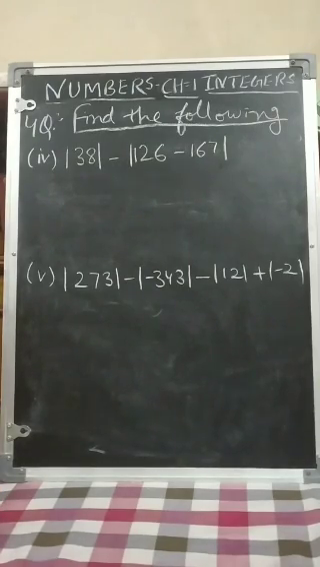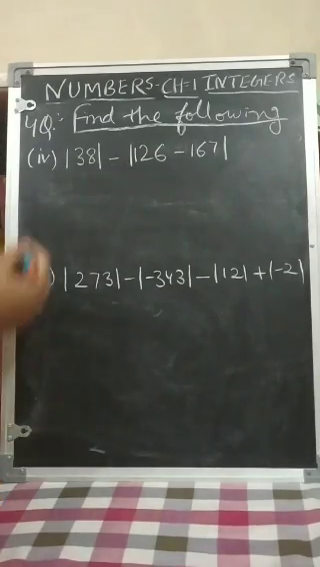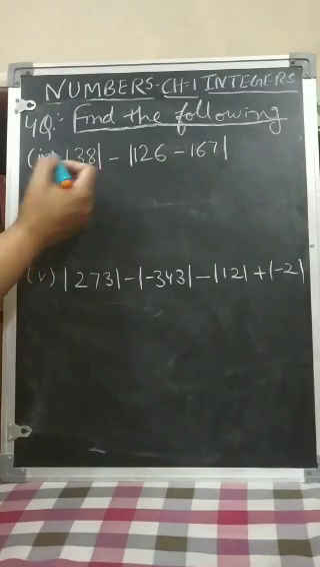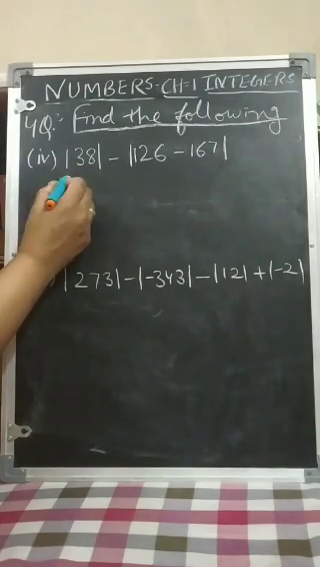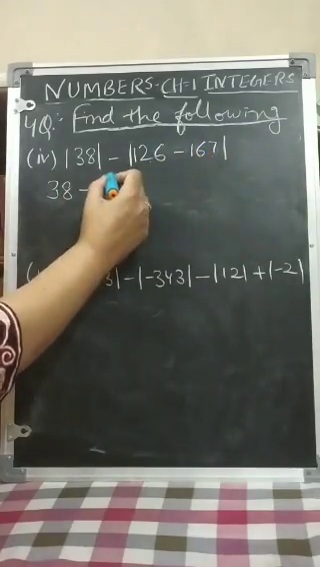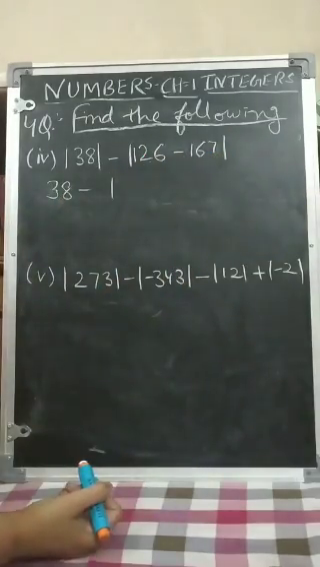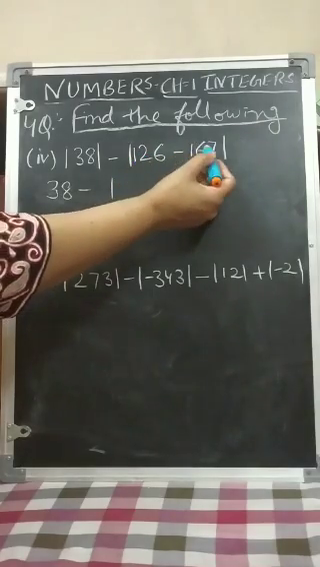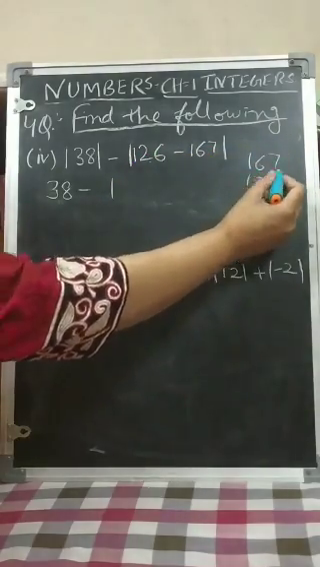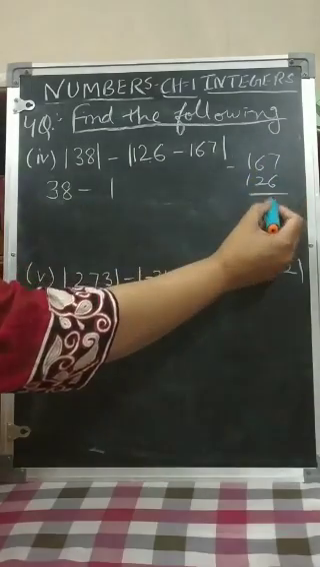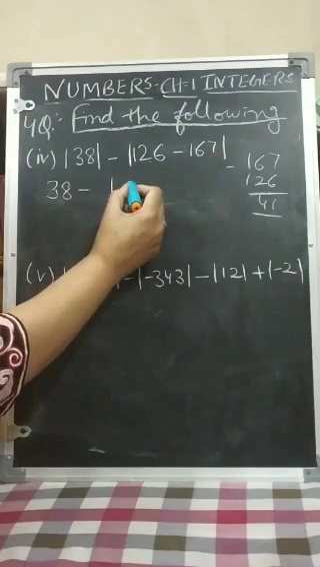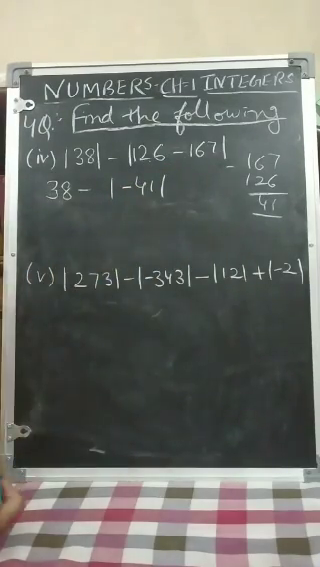Fourth question, find the following. So fourth part I will do for you and you understand. Absolute value of 38. So what will be the answer? 38 minus, first of all you will solve it. 126 minus 167. One number is plus, one number is minus. You will do 167 minus 126. 41 will come. Big number is of minus sign, so it will come minus 41.